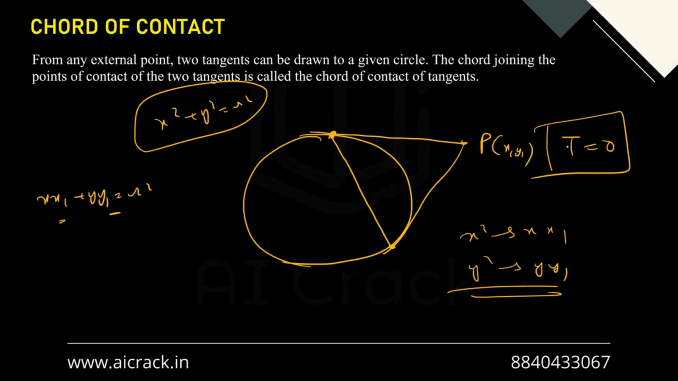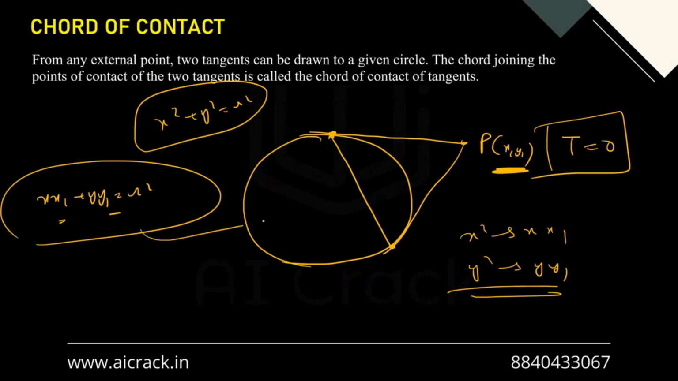Now we are writing the T notation. This is the T notation only, but when we are writing it, we are using this particular external point x1, y1. In case of tangent, we used to use the point x1, y1 on the circle. So when we are using the point on the circle, that would give us the tangent. When we are using the external point, we are going to get the chord of contact equation. So this equation would give us the chord of contact equation.